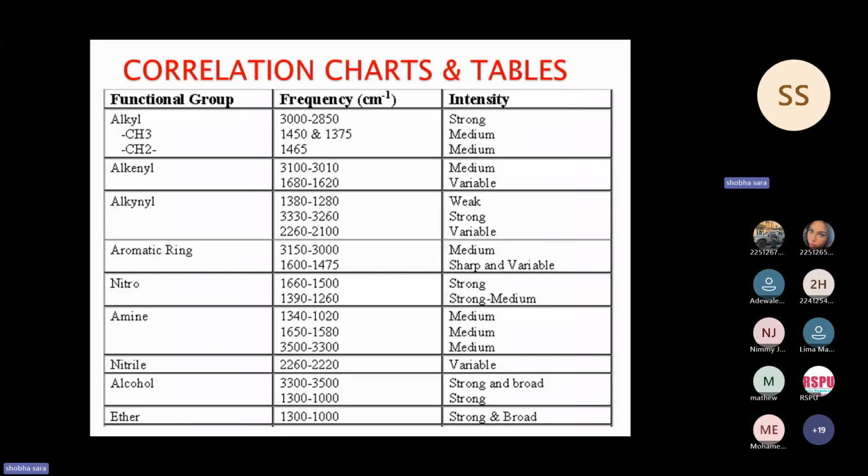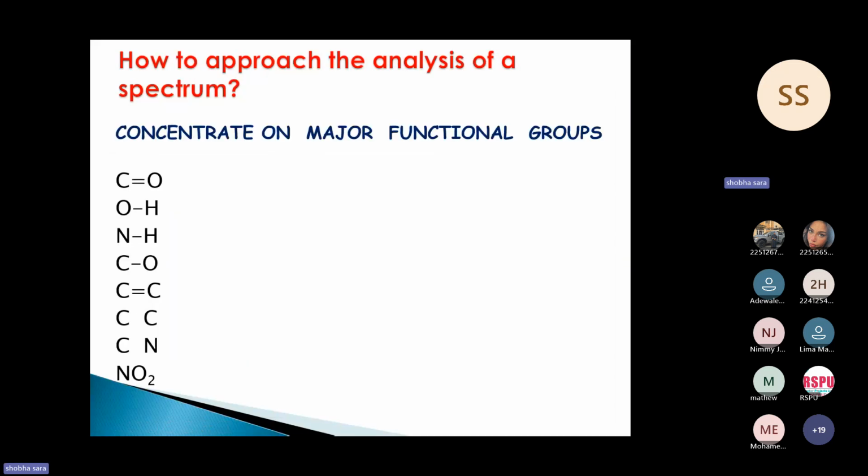The correlation chart is available online. Anywhere you can access a correlation chart. And now, how to approach the analysis of an FTIR spectrum? Here I am showing mostly the organic compounds. So when you get a spectrum, first of all, you look for a carbonyl peak for an organic compound.